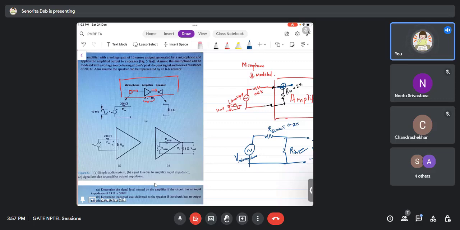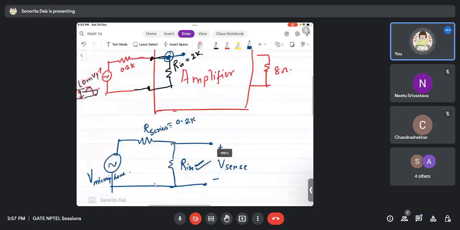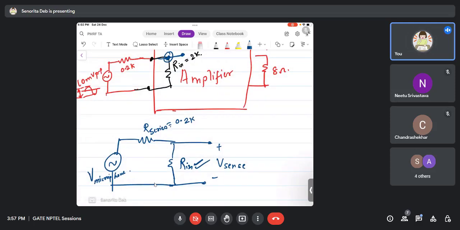Okay, so now please find out the V sense value for two Rn values. First is Rn in two cases: Rn is 2k, second Rn is 0.5k. So tell me what is V sense? V microphone is 10 millivolt peak to peak.